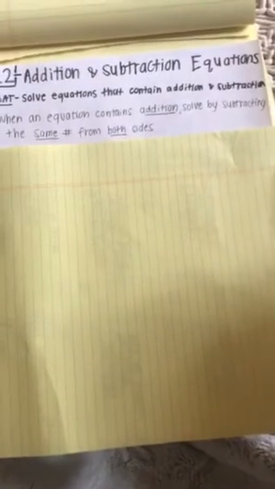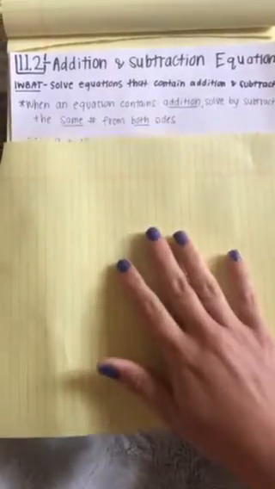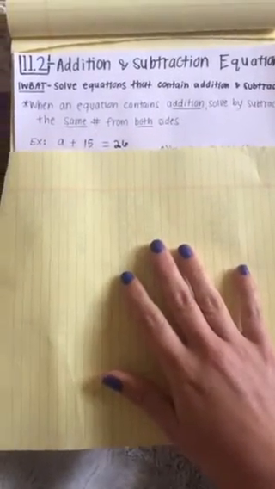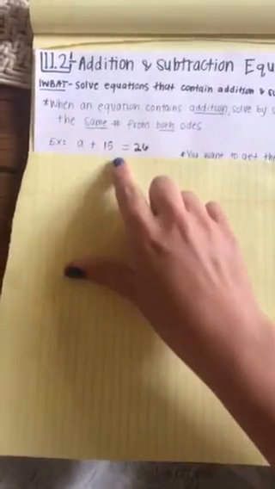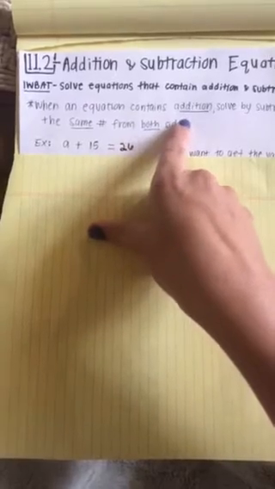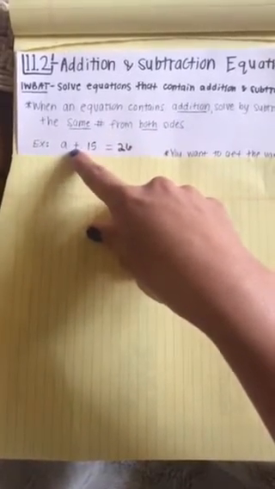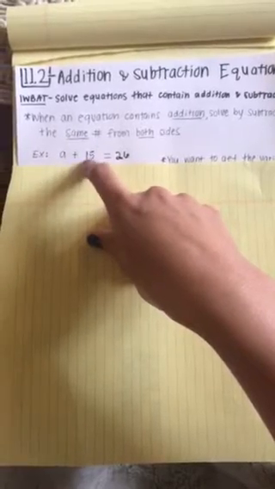When an equation contains addition, you can solve by subtracting the same number from both sides. So I'm going to show you what that looks like. So we have a plus 15 equals 26. So this equation contains addition, right? So we can solve by subtracting 15.